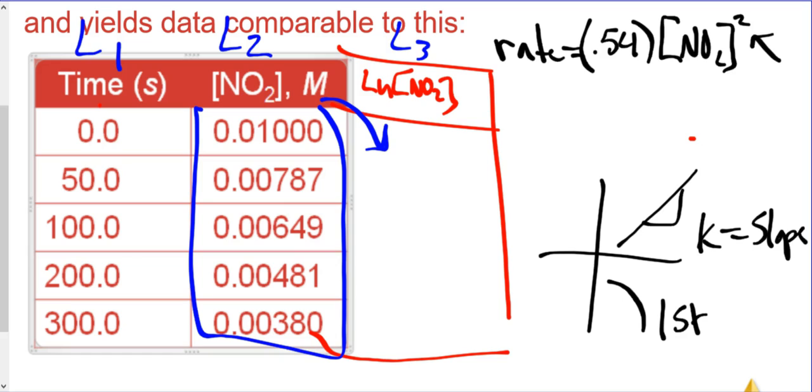All right, sorry. Whatever. That 2 comes because this line was linear, which means it's a second order reaction.